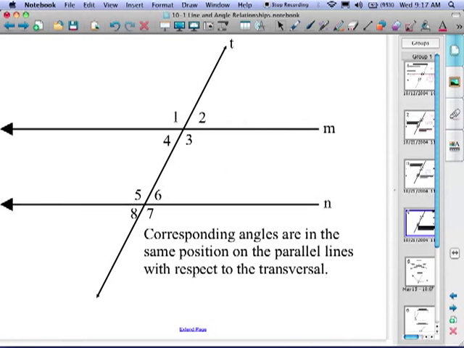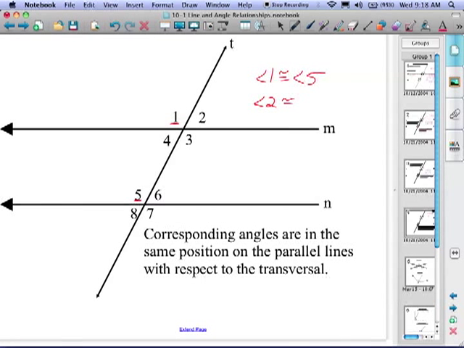On this board, we're going to be told that corresponding angles are in the same position on parallel lines with respect to the transversal. It's a very long definition to simply say angle 1 is congruent to and corresponds to angle 5. Angle 1 is in the top left-hand position where T crosses M, and angle 5 is in the top left-hand position where T crosses N.